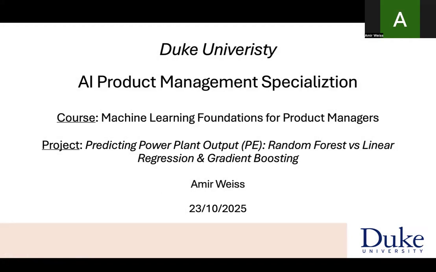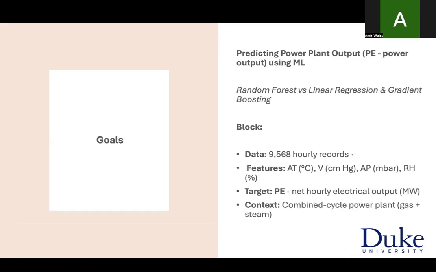This project is focusing on building a machine learning model to predict net hourly electrical output, or PE, in megawatts for a combined cycle power plant. And also, I will analyze between random forest, linear regression, and gradient boosting.